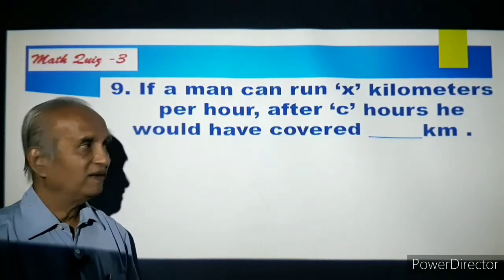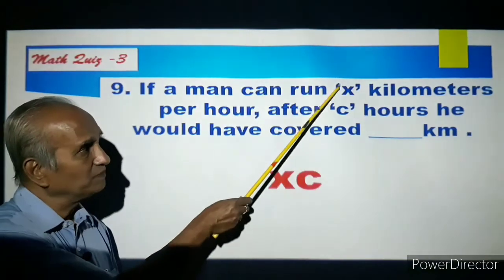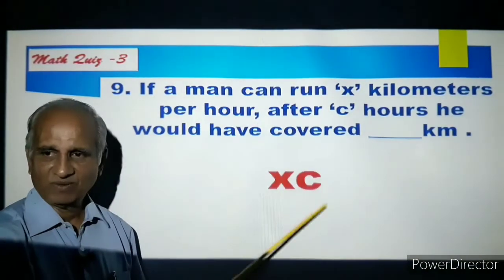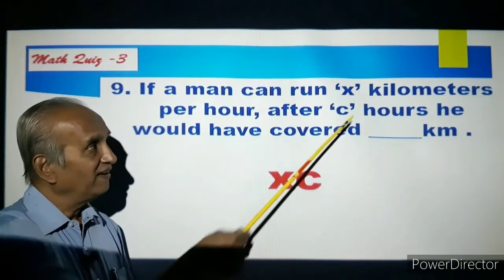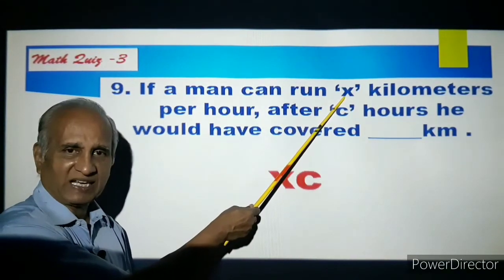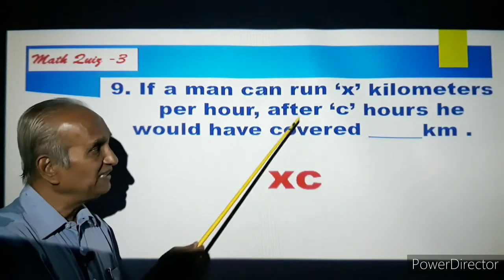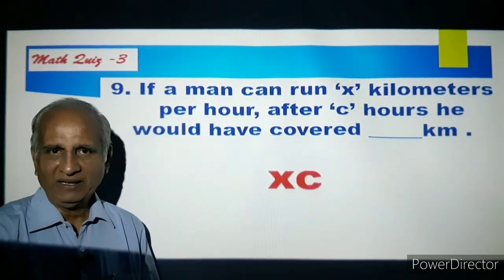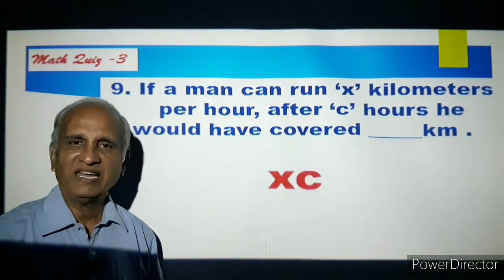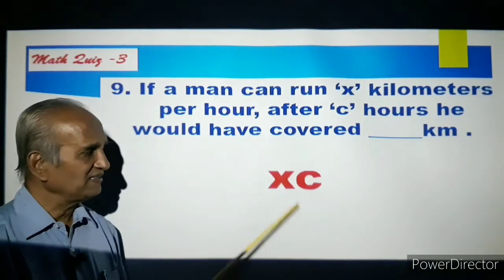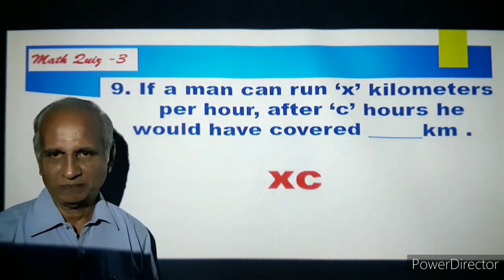It's simple. It is x into c. X is the number of kilometers he covers in 1 hour. He has run for c hours, so multiply by the number of hours he ran. It is x into c.